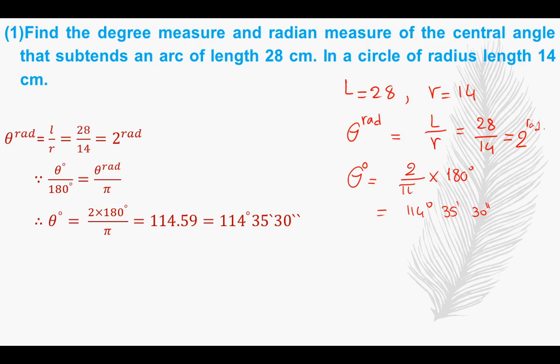You can see it here. Theta radian equals L over R, 28 over 14. This equals 2 radian. We are going to convert from radian measure to degree measure. And the result will be 114 degrees, 35 minutes and 30 seconds. Let's go to another example.